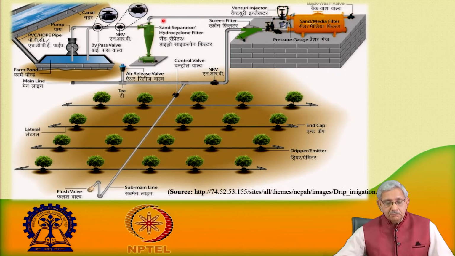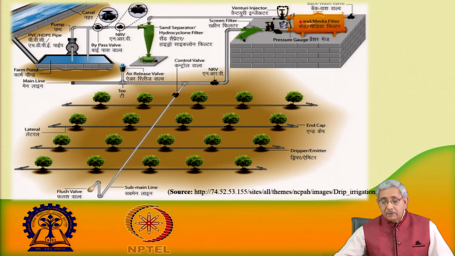Then it comes to the sand separator or hydrocyclone filter. This is a filter to remove the impurities. We will discuss the filter parts in detail in a coming lecture. So, this is one kind of filter. Then it goes to the Venturi injector. There are different types of injectors, where fertilizer or chemical in dissolved form can be applied along with the irrigation water.